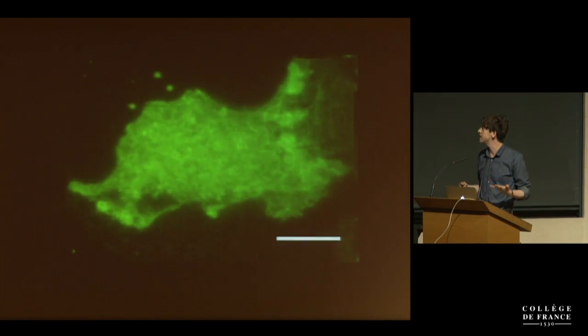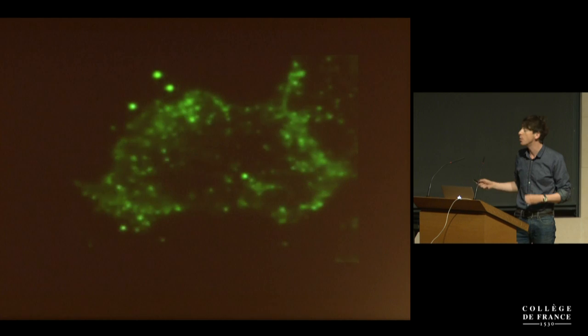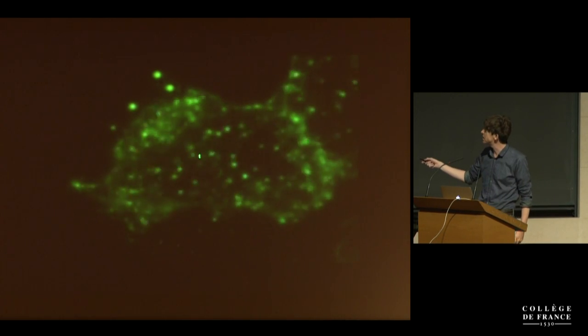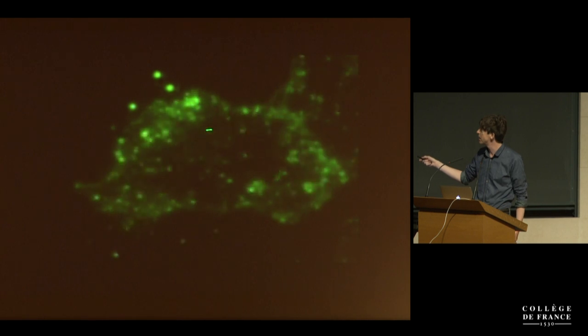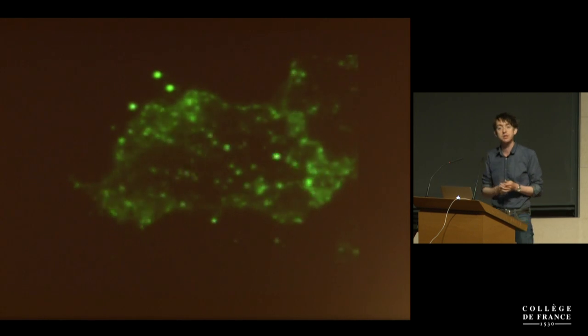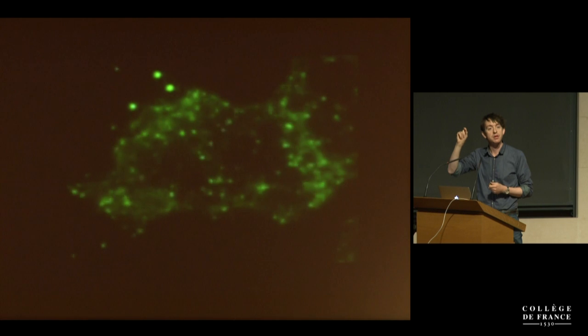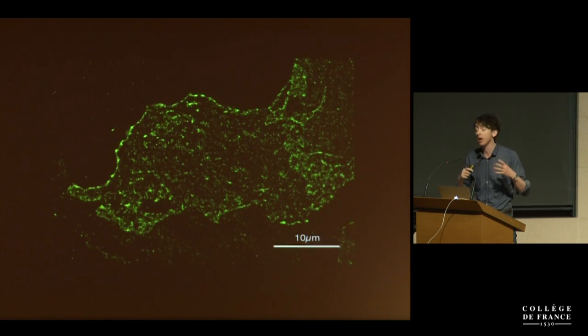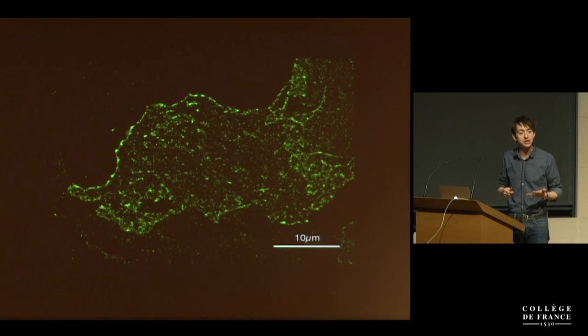However, if we go to localization microscopy mode, we can induce the fluorophores to blink on and off. And then using these spatially isolated diffraction-limited spots, we can map the individual positions of each of the molecules and reconstruct the nanoscale organization of this receptor.